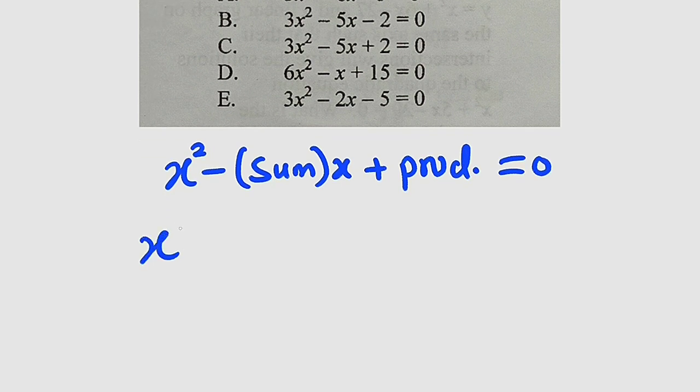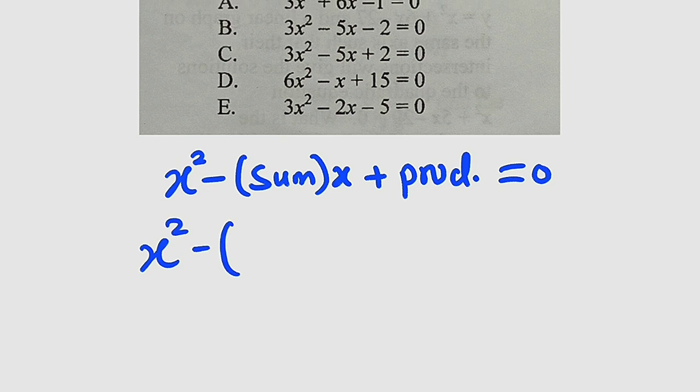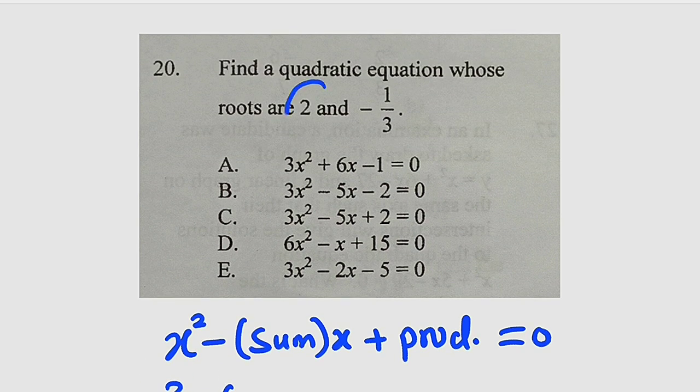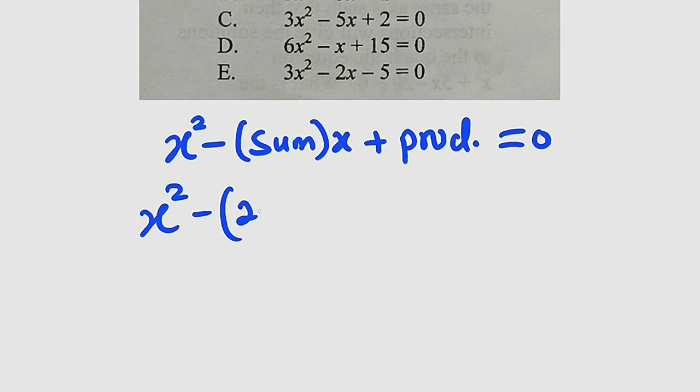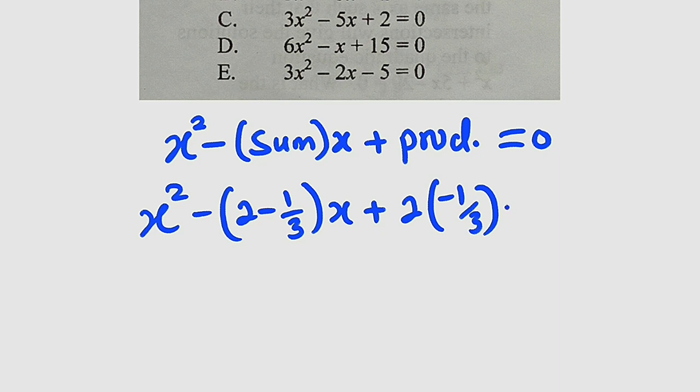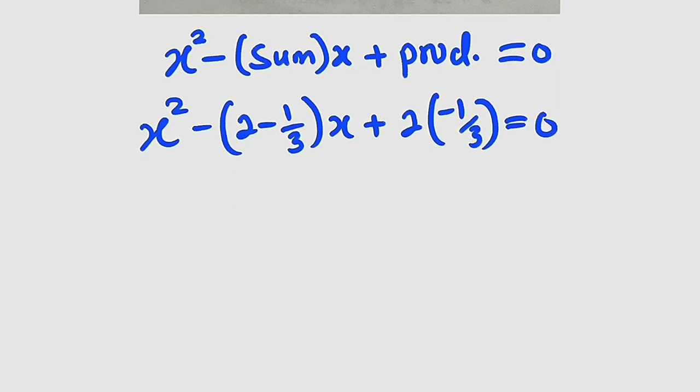Okay, let's substitute. This is x squared minus the sum, meaning we should add the two roots together. 2 plus negative 1 over 3 is the same thing as 2 minus 1 over 3. Then you times by x, you add, you multiply them, 2 multiplied by negative 1 over 3. This is equal to 0. 2 minus 1 over 3 is simply the same thing as taking 3 multiplied by 2, which is 6. Then you subtract 1, you have 5. That is 5 over 3.